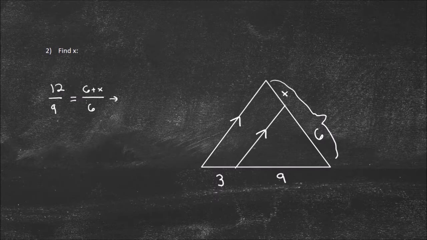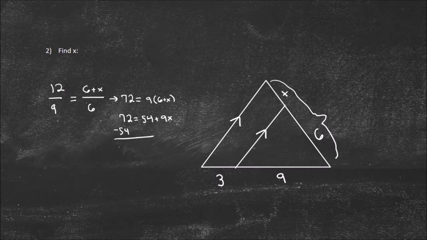We cross multiply, so 12 times 6 gives us 72 equals 9 times 6 plus x. Then I'll distribute that 9. I'll get 72 equals 9 times 6 is 54 plus 9x. Subtract 54 from both sides, we'll get 18 equals 9x. What does x equal? It equals 2. So x equals 2. So there again, we're using the same ratios, setting them equal to each other, and that helps us solve for x.